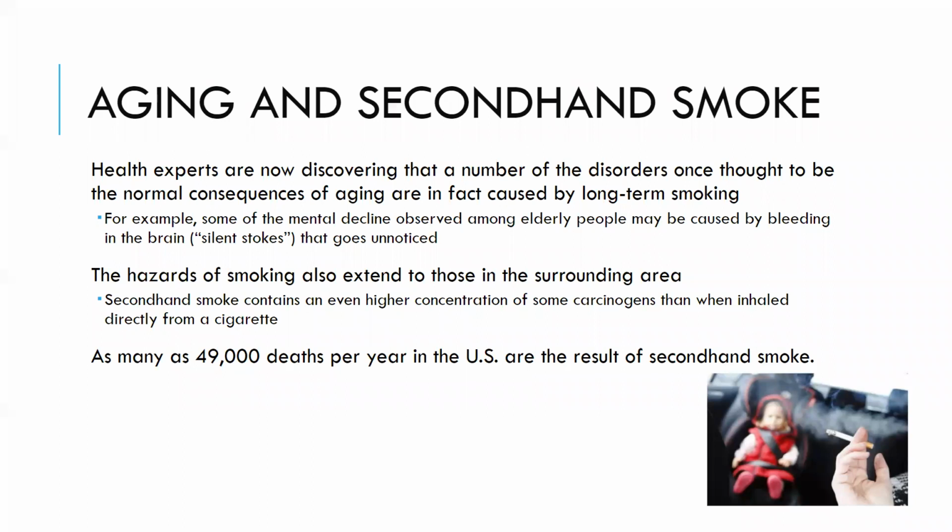The hazards of smoking in this way seem to extend to those in the surrounding area as well. So it's not just impacting those who are smoking, but those in the area secondhand. Some estimates indicate that secondhand smoke may contain an even higher concentration of some of the carcinogens than when inhaled directly from a cigarette. So at the end of the day, as many as 49,000 deaths per year in the United States are a result of secondhand smoke. So some interesting added pieces in terms of smoking's impact on aging and those who aren't even smoking, but are simply in the vicinity.